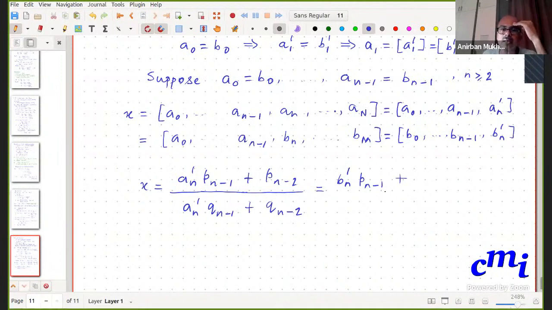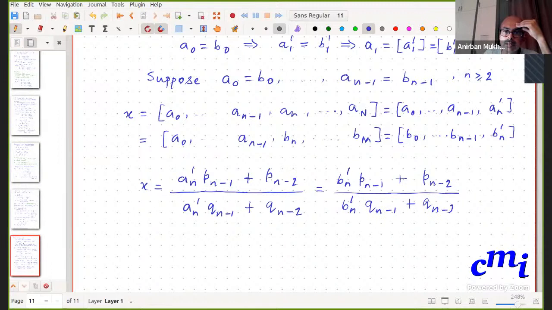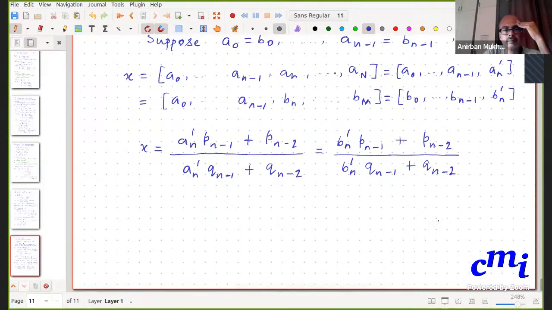So pn-1 is the same for both these numbers. But we don't know whether pn is the same for both numbers, or qn is the same for both numbers. That we don't know, but till n minus 1 we know. So that is where the recursion formula comes really handy. So this is also bn' qn-1 plus qn-2. And let's just multiply this out.